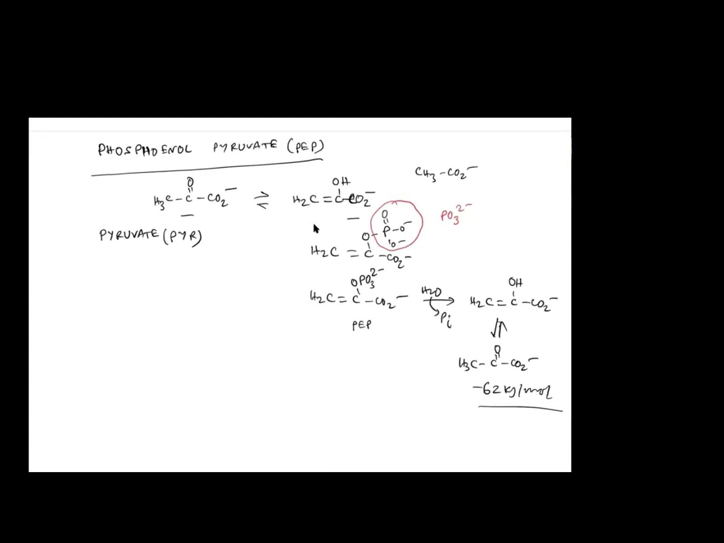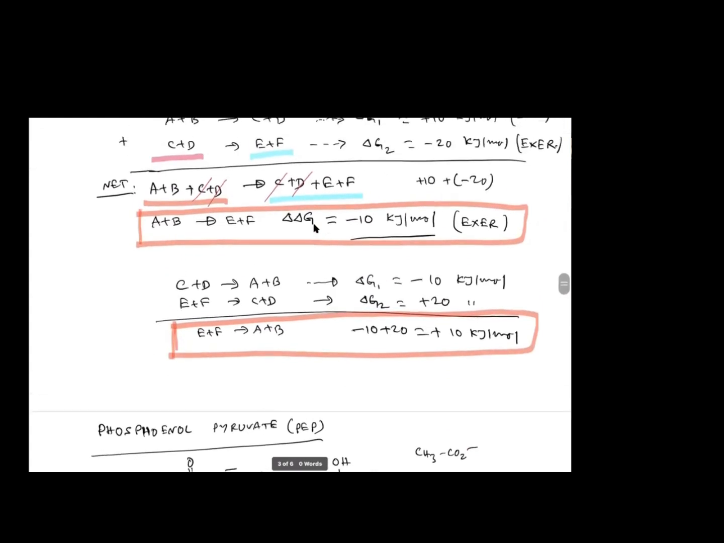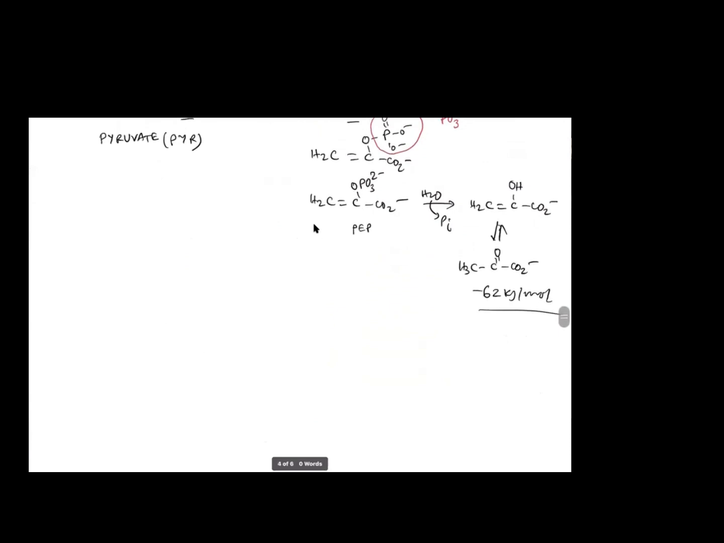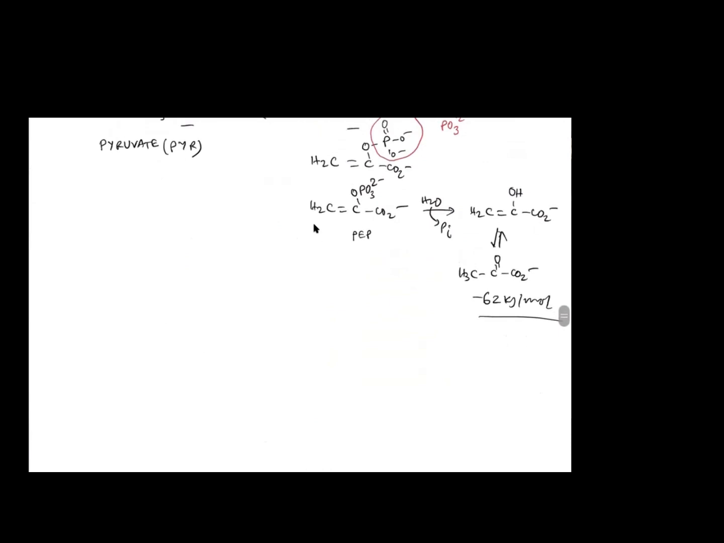So if a compound is a high energy phosphate compound, it can do phosphoryl transfers to a lower energy compound. What I mean by that is, we just saw that ATP hydrolysis is going to be negative 31, and here is going to be negative 62. So what that means is that if you take PEP, phosphoenol pyruvate, and ADP, let's just do this.